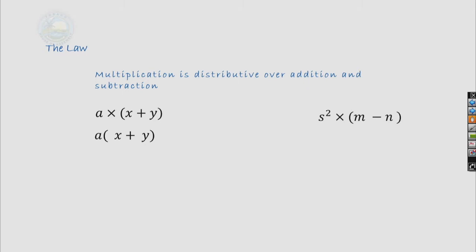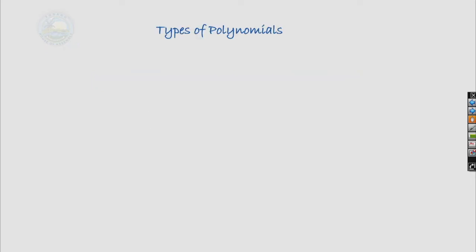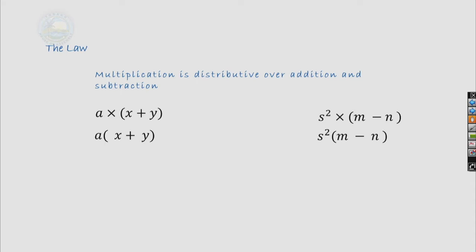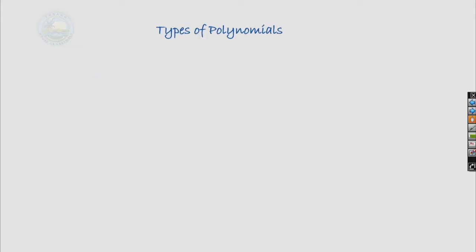Here we have s squared multiplied by m minus n. We usually don't write the multiplication symbol in algebra. So this a has to be multiplied by all of x and y. This s squared has to be multiplied by all of m minus n. So before we explore the usage of the distributive property, let's just look at some types of polynomials.